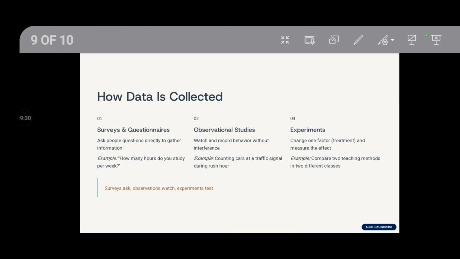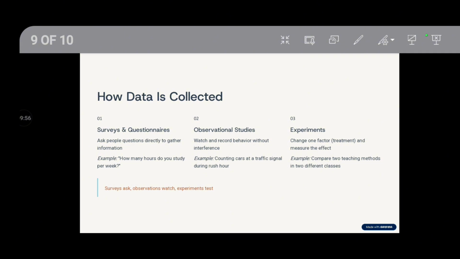The other is observational studies. We watch and record behavior without interference. If we are counting cars at a traffic signal during rush hour, we don't go to every person and ask them. We just observe the things and write down the data directly by observing.